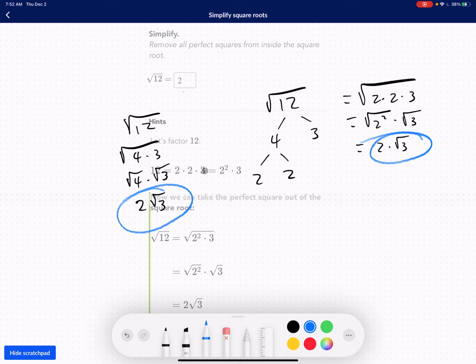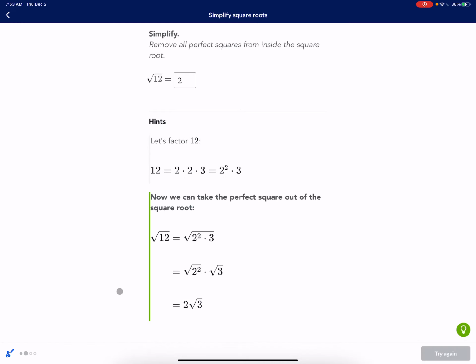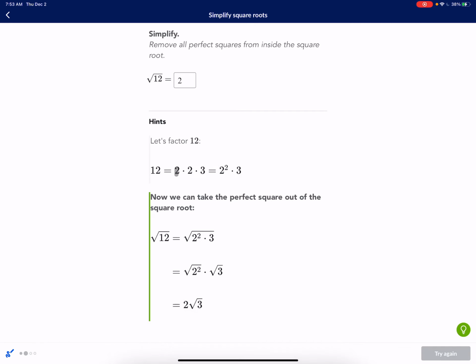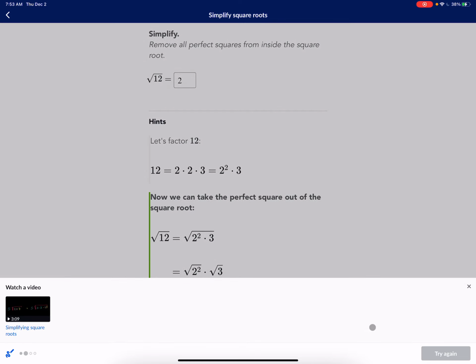So you got 2 times 2 times 3. That's what I got here, 2 times 2 times 3. And here I made it 2 squared times square root of 3, square root of 3. And then I got 2 square root of 3, so on and so forth, right? Or you could just do it in this form, right? Square root of 12, 4 times 3. It's simple, okay?